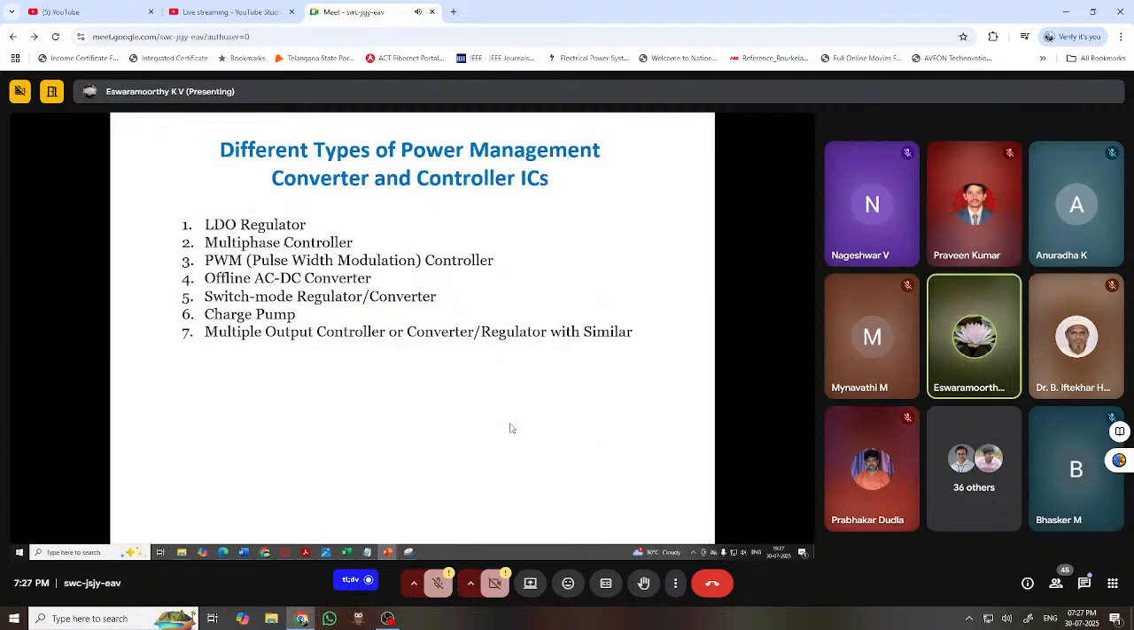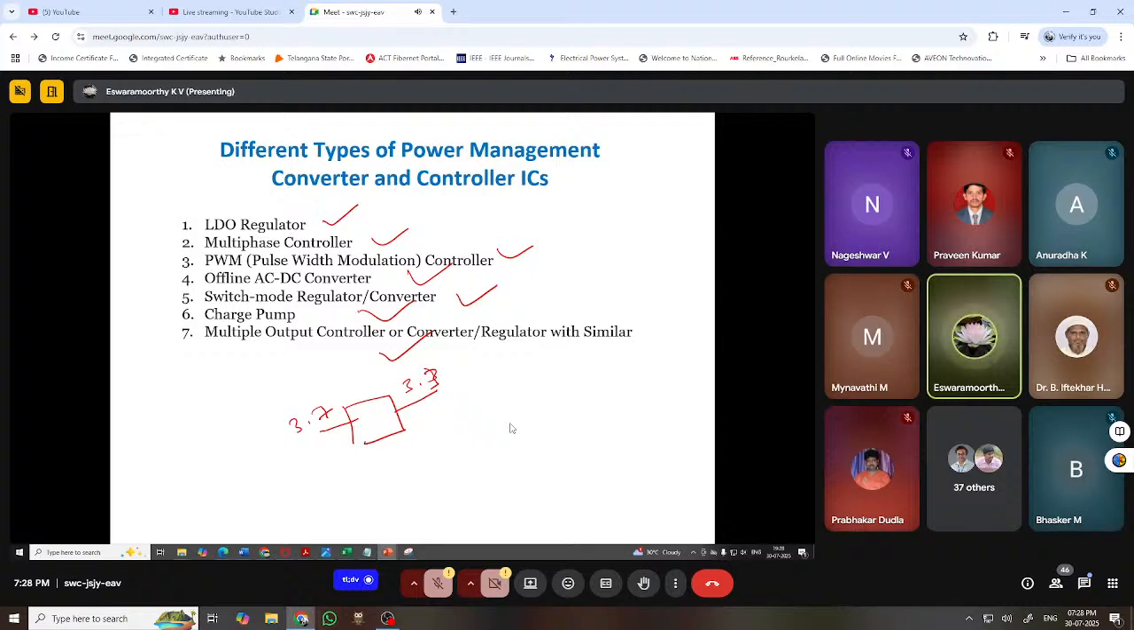In this, the different types of converters are LDO regulator, multi-phase regulator, pulse width modulation, offline AC to DC, switch mode regulator, charge pump, and multiple output converter. So what is the LDO regulator? They call it low dropout regulator. Let's say you have an input voltage of 3.7 and you want an output of 3.3. Though it is a DC to DC converter, the difference between input and output is very small, so it is called a low dropout regulator. And the multi-phase controller and pulse width modulation controller are all required for DC to DC converters.